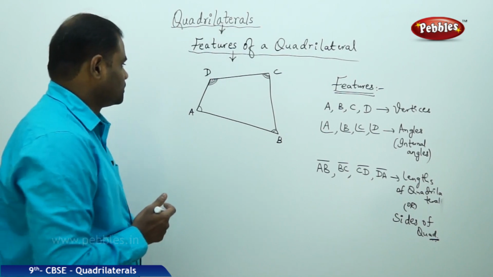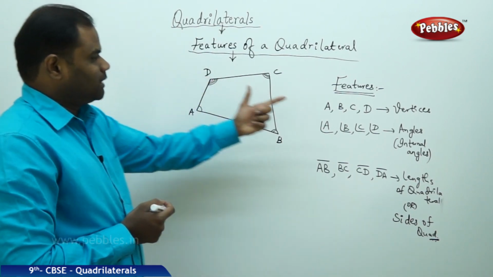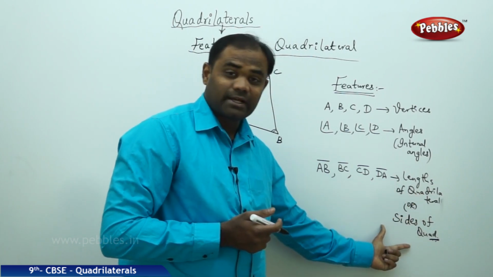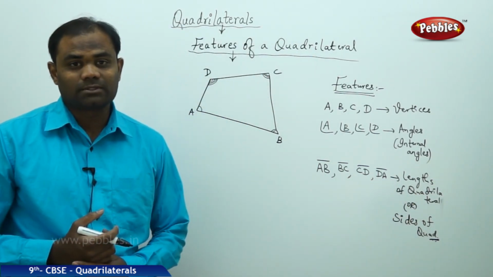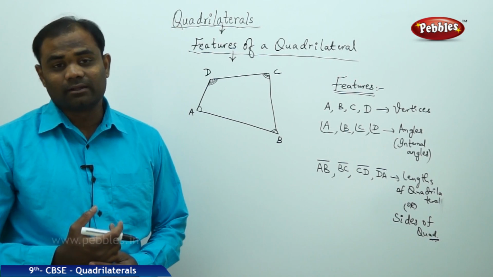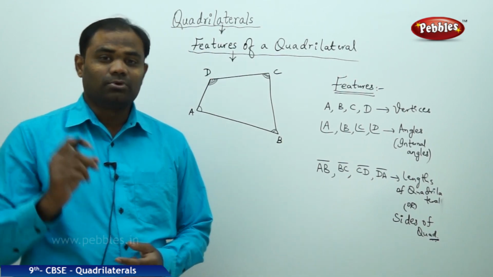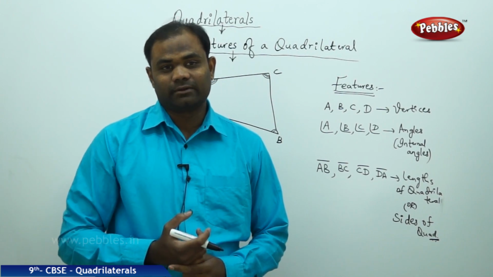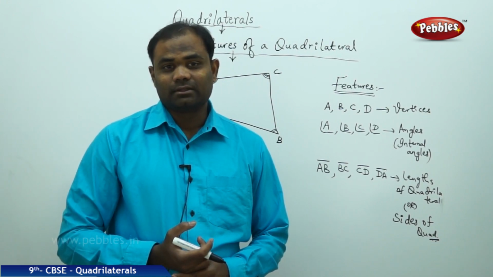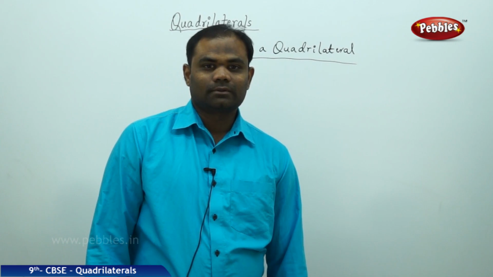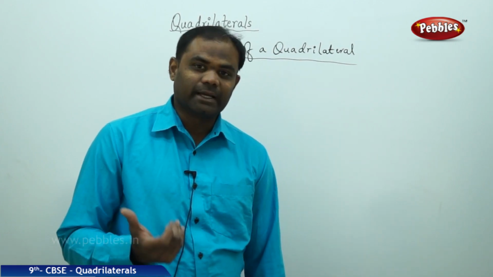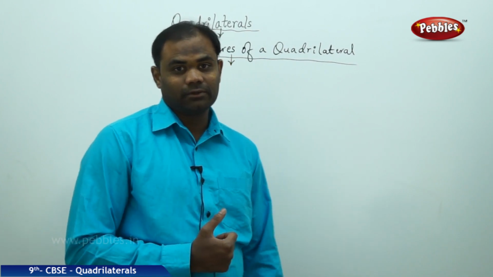Next, now that we have discussed vertices, angles and lengths or sides of a quadrilateral, now comes the discussion of diagonal, which is the most important concept in understanding the further properties of a quadrilateral. Let's see the diagonal in brief. Next is diagonal. Let's see what a diagonal is for a quadrilateral.